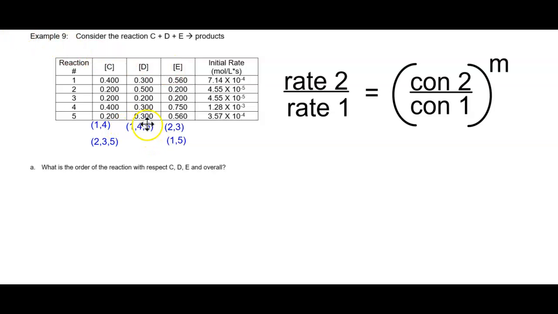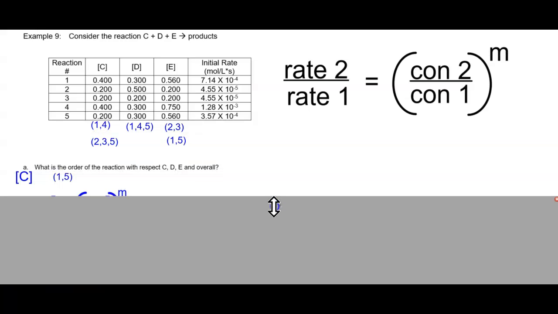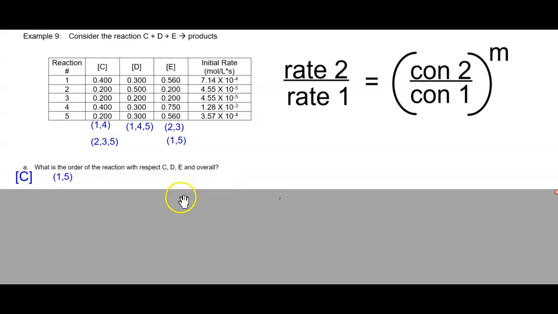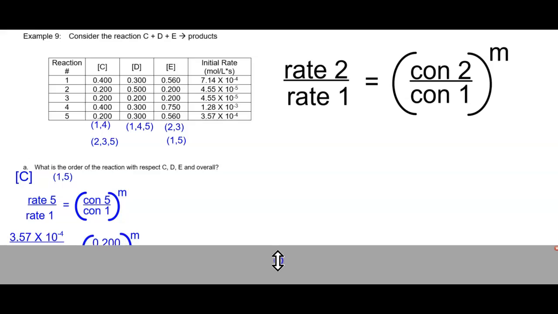So I look here and I see 1, 4, 5. So 2, 3, and 1, 5. So the only thing that's constant for D and E is 1 and 5. So we're going to pick and look at 1 and 5 for C. So we're going to set up our formula that says rate 5 over rate 1 equals concentration 5 over concentration 1 raised to an m power.